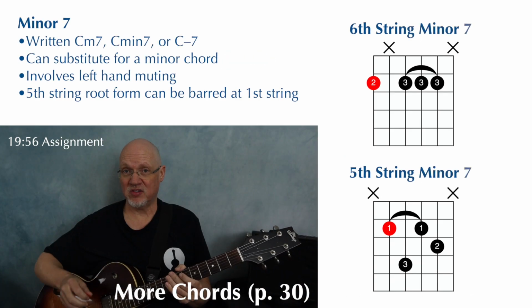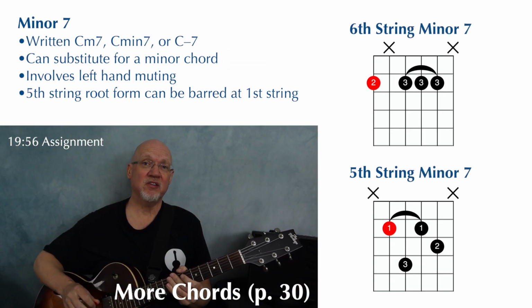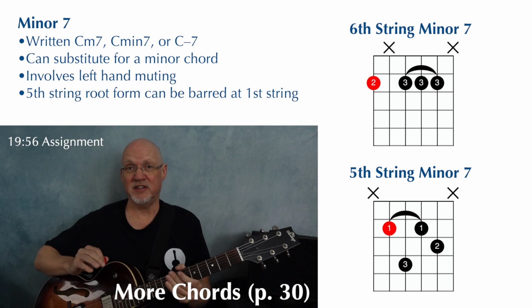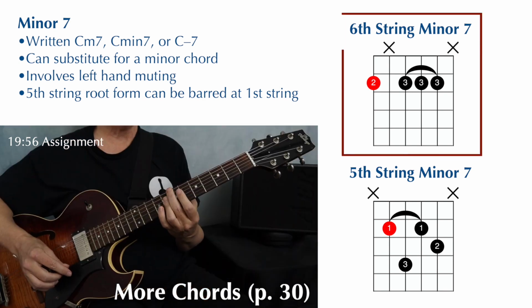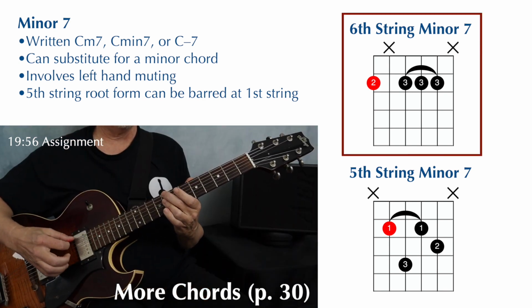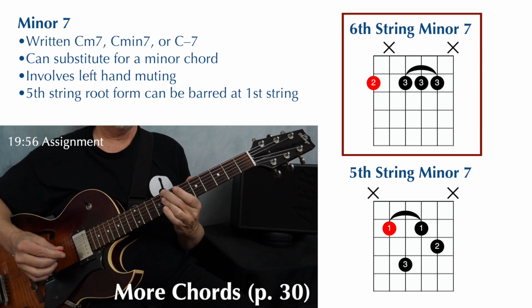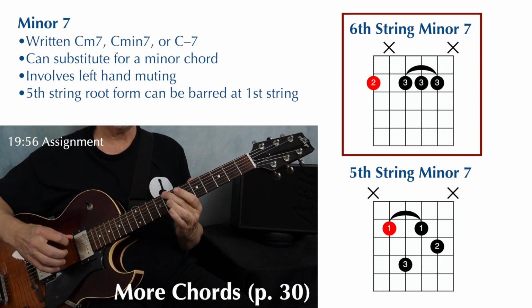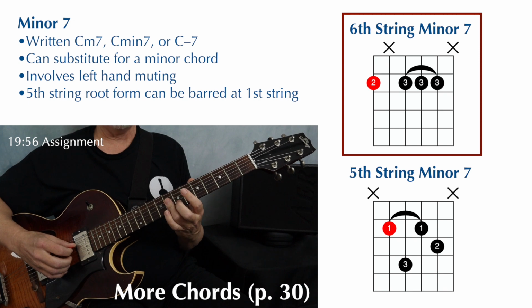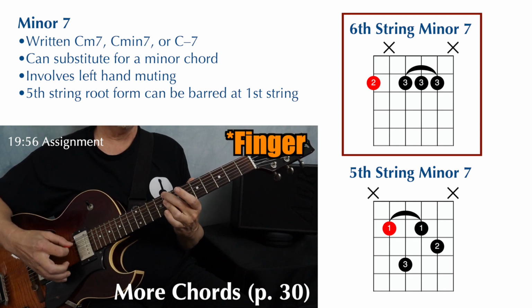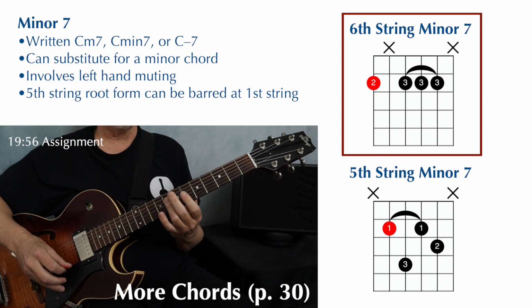Next we have minor 7 shapes. You'll often play minor 7s in place of minor chords in jazz and blues in particular. Minor 7 shape with a root on the 6th string. So I'm placing my 2nd finger on the root, and I'm barring strings 2, 3, and 4 with my 3rd finger. Now it's not as tricky as it looks at first.